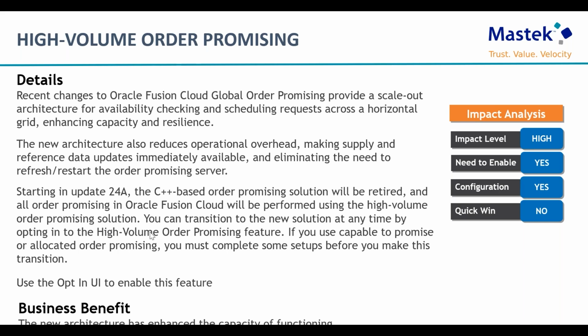At the same time, if you want to transition from the C++ global order promising to the new solution, you can do that at any point of time by opting into the high volume order promising feature. But it is important to note that if you're using capable to promise or allocated order promising, there'll be certain setups needed for you to change from C++ based order promising to the new high volume order promising module. This global order promising model in high volume has a larger capacity of functioning.